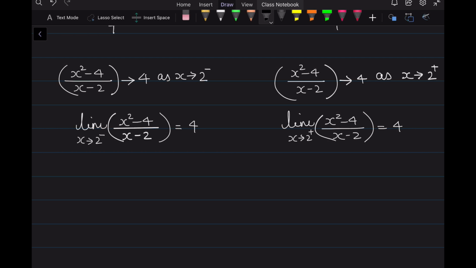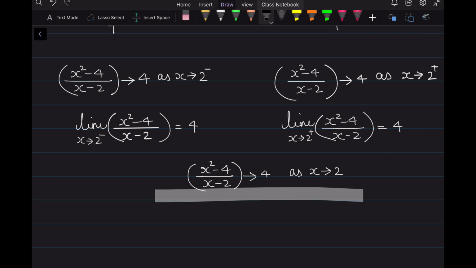So it means whether x approaches 2 from the left side or it approaches 2 from the right side, in both the cases the values of this function x squared minus 4 over x minus 2 approach 4. So that is, f approaches 4 as x approaches 2. X approaches 2 includes both the cases, that is when x approaches 2 from the left side as well as when x approaches 2 from the right side.